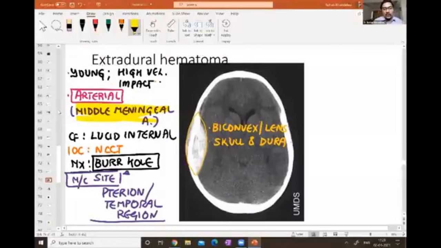You will get a biconvex hemorrhage, which is a lens-shaped hemorrhage between the skull and the dura, and the management is to create a burr hole.